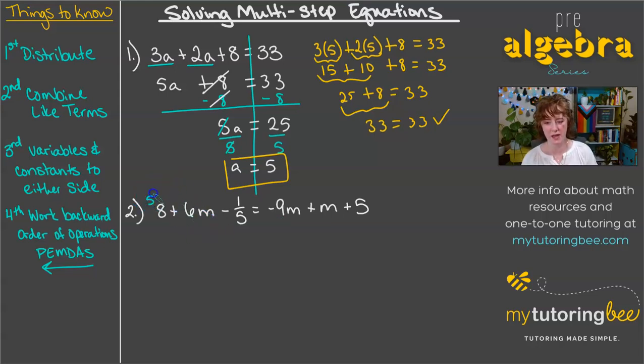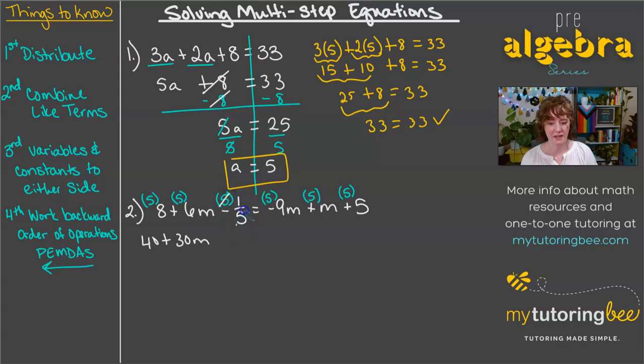So how I'm going to do that is multiply everything, every term by 5. And the reason that I'm choosing 5 is it's going to cancel out with that denominator of that 1/5 term. It's going to make all the rest of my terms a little bit larger. That's okay. We're not going to have fractions to deal with. So 5 times 8 gives me 40. 5 times 6m gives me 30m.